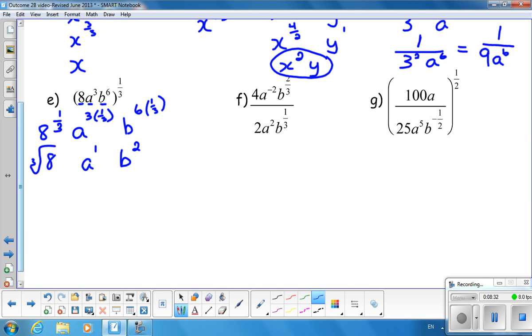I can simplify the cube root of 8. The cube root of 8 is 2. If I rewrite a, we usually don't write the 1, so it's 2 times a times b squared.